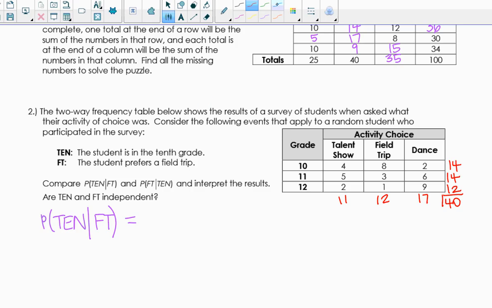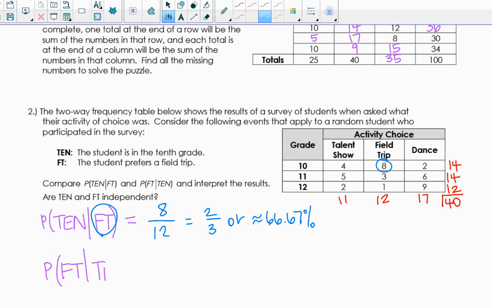So here, this says the probability of a 10th grader given they like field trips. So this is our sample space. The number of people who chose field trips was 12. Out of those 12, 8 of them are 10th graders. So our probability there is 2/3, or about 66.67%.